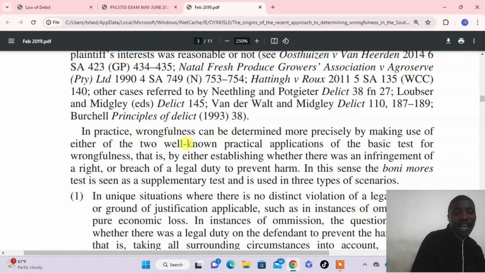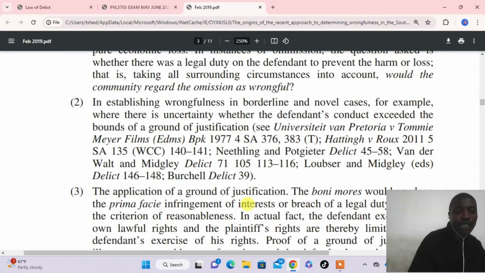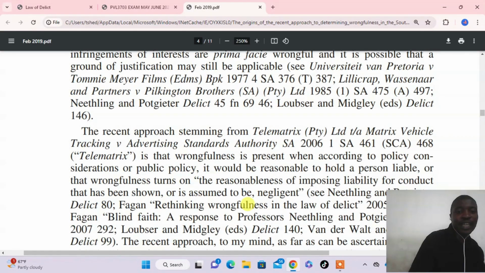In practice, wrongfulness can be determined more precisely by making use of either of the two well-known practical implications of the basic test for wrongfulness. That is, by either establishing whether there was infringement of a right or a breach of a legal duty to prevent harm. In this sense, the Boni Mores test is seen as a supplementary test and is used in three types of scenario. And then they give those three types of scenario where the Boni Mores test will be applied. And then we go to the recent approach.